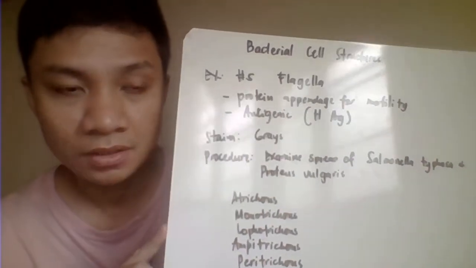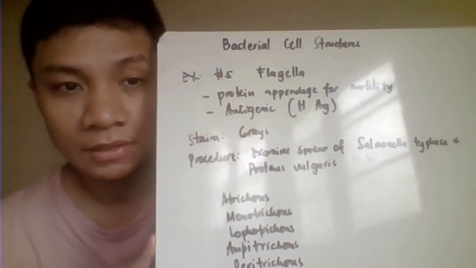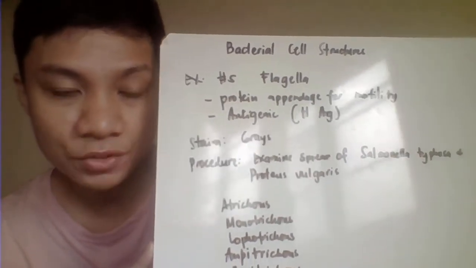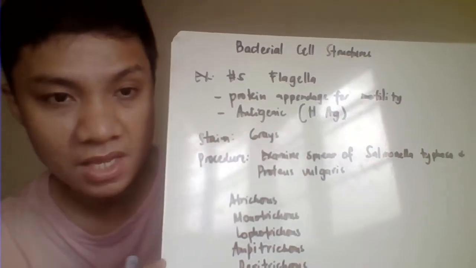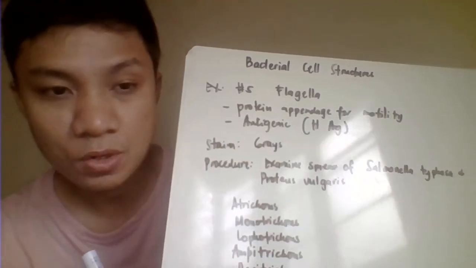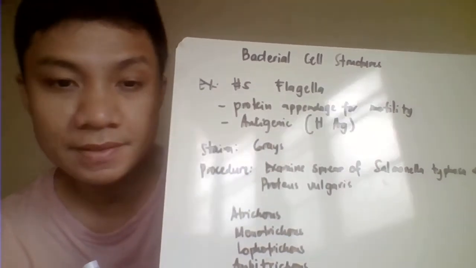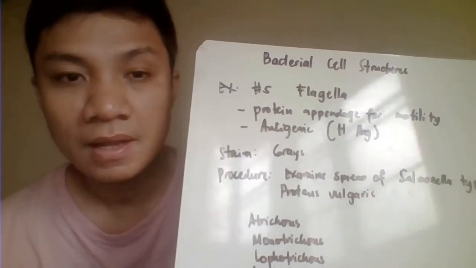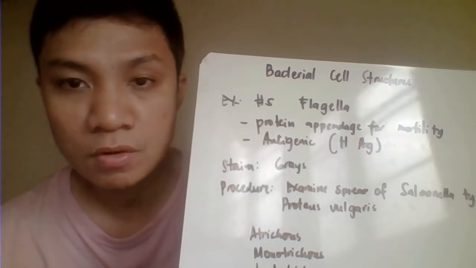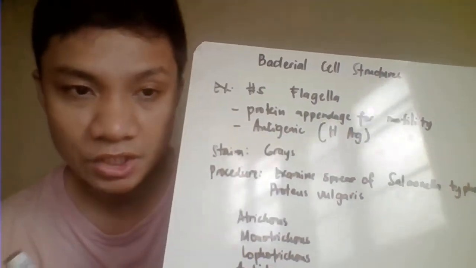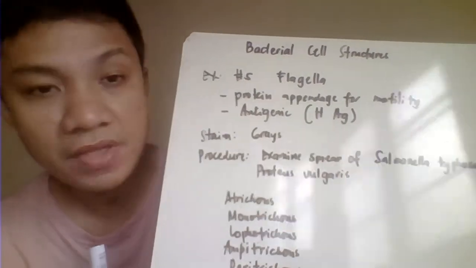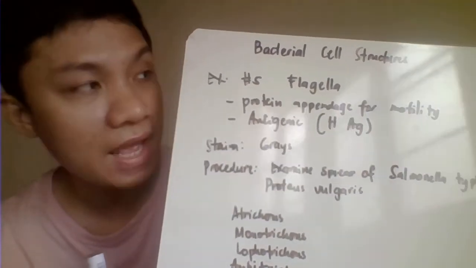Okay, so we're going to take up today the different bacterial cell structures as our laboratory activity. Bacterial cell structures, or simply bacterial appendages, are utilized by some bacteria as their mode of locomotion, for protection, and for many other purposes. So the first one we have here is the flagella.